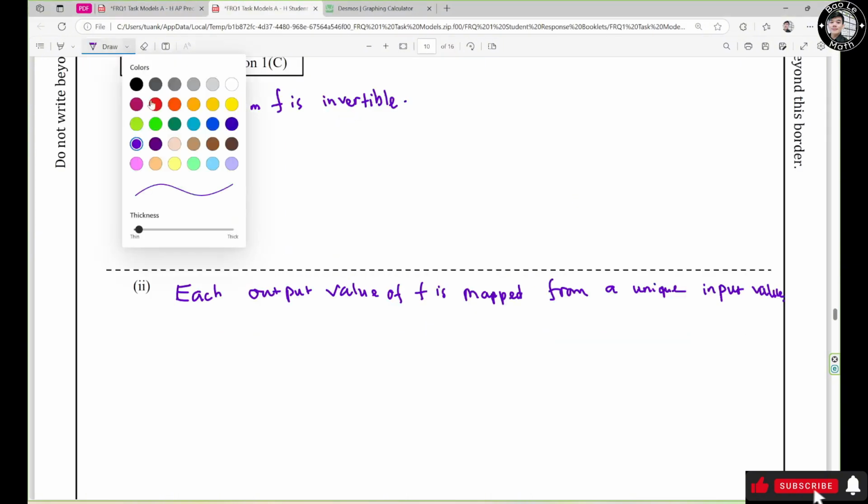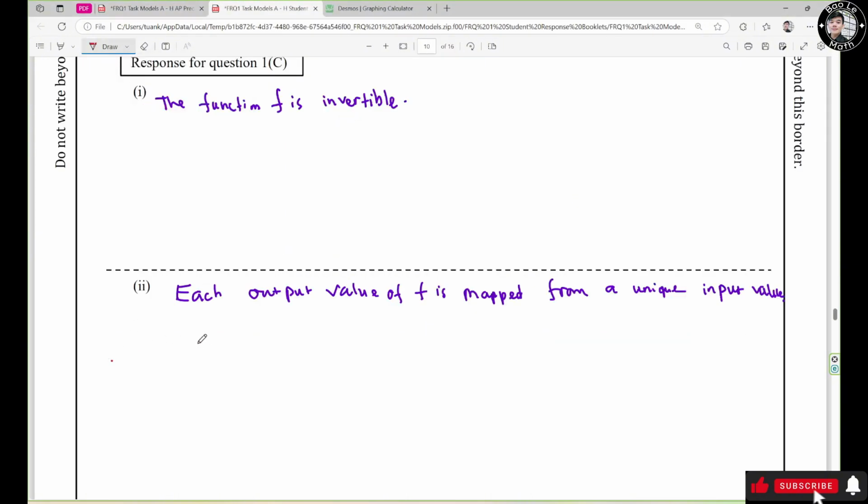Alright, the common mistake students mostly make is to say that the function f passes the horizontal line test. If you write like that, it's not sufficient, so don't write that one. We just use the horizontal line test to identify if the function is invertible or not. But you don't write it over here. Keep that in mind. Right here, you need to say each output value of the function f is mapped from a unique input value, so that the function f is invertible. So keep that in mind.